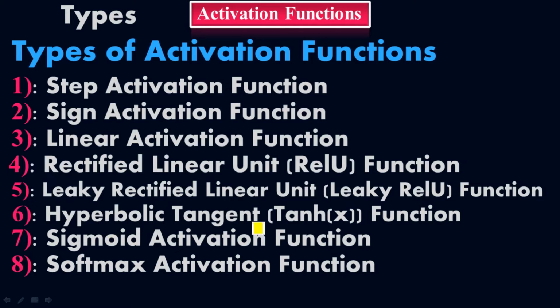Number 6, hyperbolic tangent. In short form, we can say tanh of x function. It is the hyperbolic tangent function. And number 7 is the sigmoid activation function. Number 8 is the softmax activation function. So we have these 8 types of activation functions in deep learning.